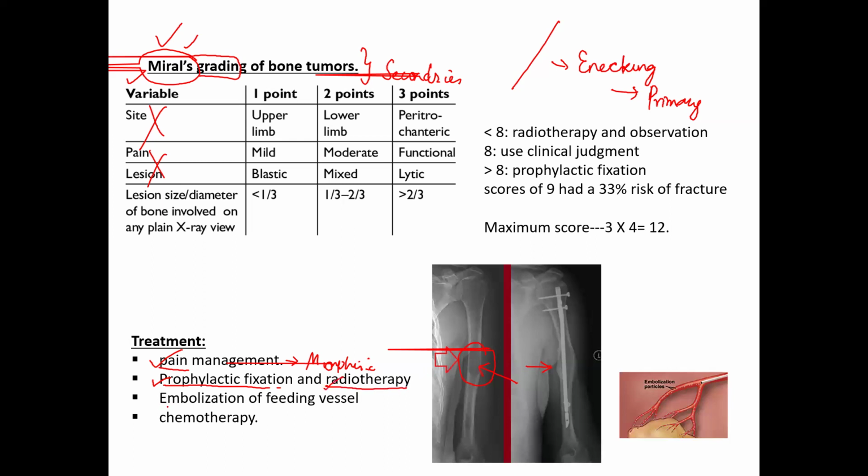Then the third mode of treatment is embolization of the feeding vessels. So here what we do is we trace the feeding vessels by image intensifier. Once we enter into the feeding vessels, we can inject some embolic material here, or we can even inject chemotherapeutic agents here. Then chemotherapy. This is the treatment of a patient having pathological fracture or lytic lesion secondary to metastatic lesion.